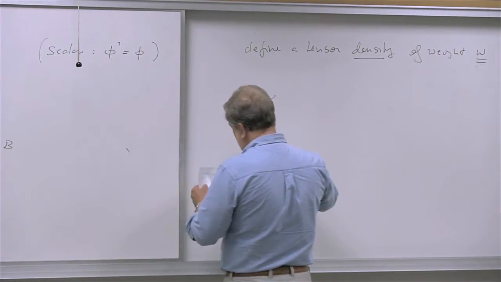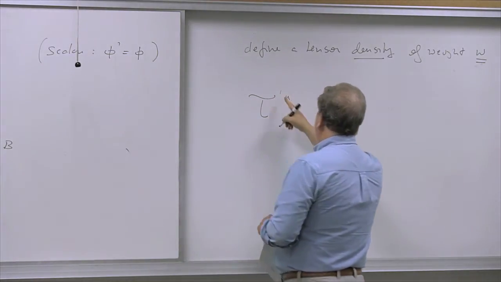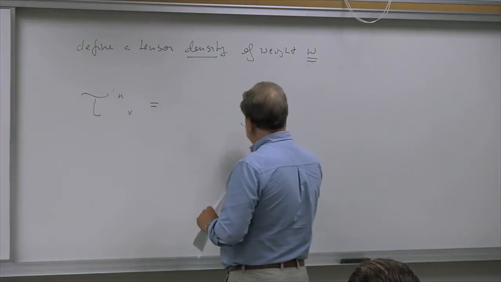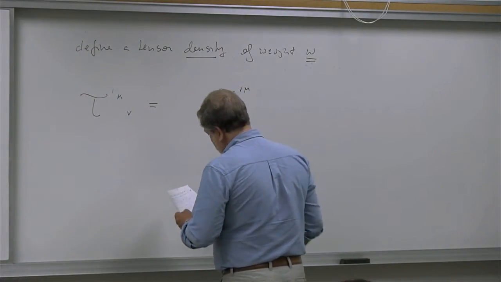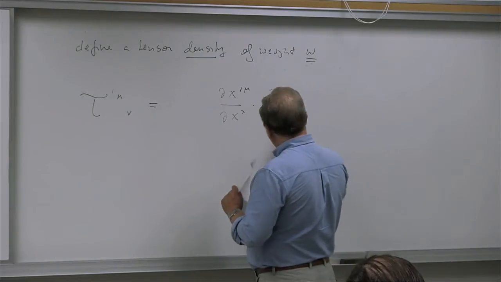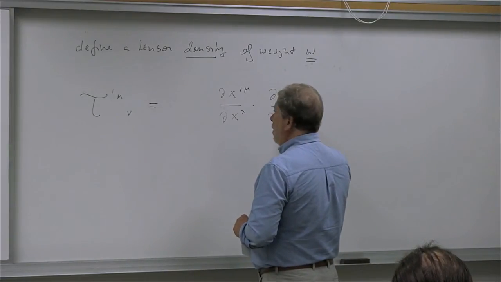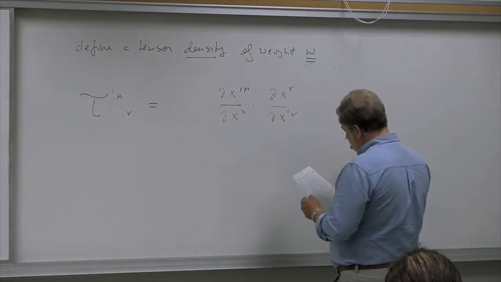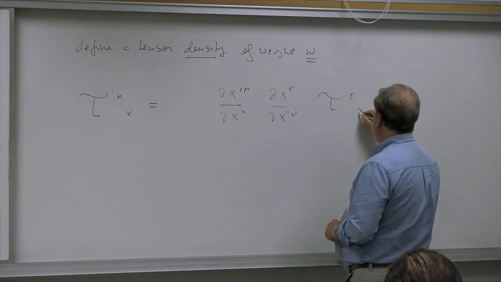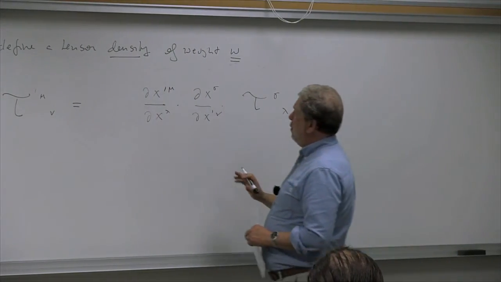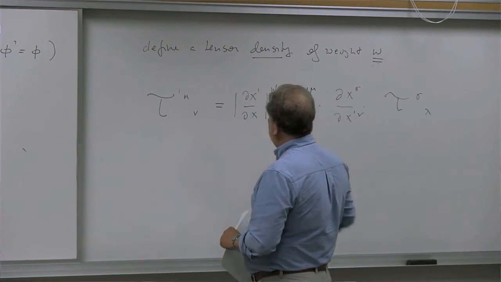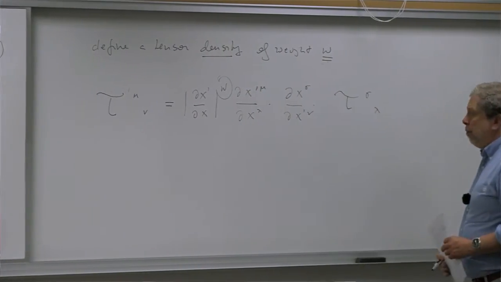So tensor density, script T prime mu nu, right? So the primed one has an index upstairs and one downstairs, so it will transform like dx prime mu times dx lambda downstairs times dx sigma times dx prime nu, right? And then times the same density, script T lambda sigma. That would be if it was just a tensor, right? But here you have an extra factor, and the extra factor is dx prime by dx to some power w.